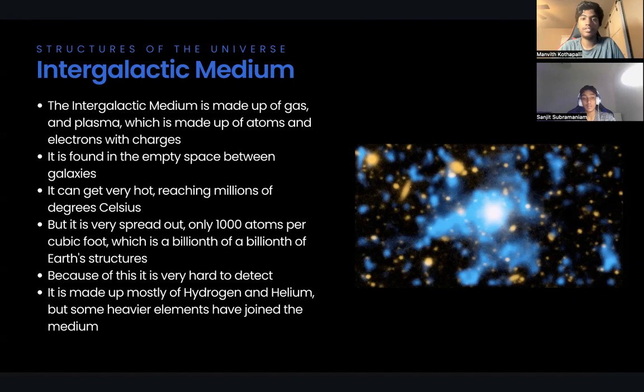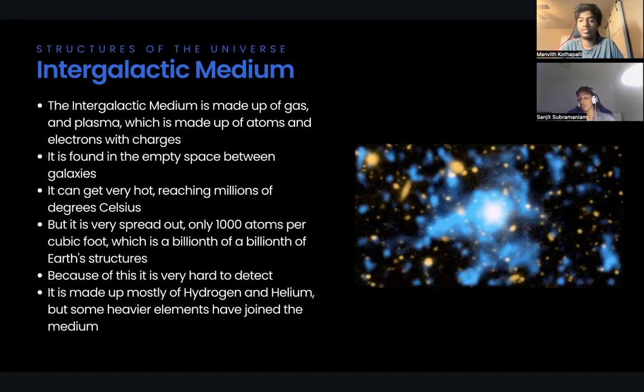It's very hard to detect because even though it's very hot, it is extremely dim. It's so spread out that it doesn't produce much light compared to galaxies and stars. The medium is made up of hydrogen and helium left after the Big Bang. There are also heavier elements in the medium, such as oxygen, since supernova explosions spill those elements into it. The IGM was created by supernovas that spewed helium and hydrogen into voids of space.